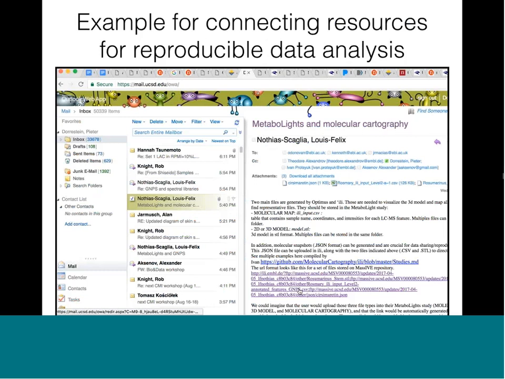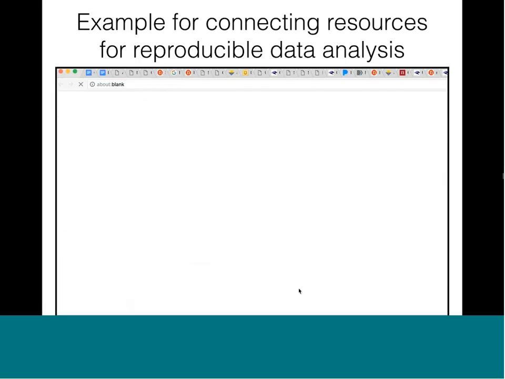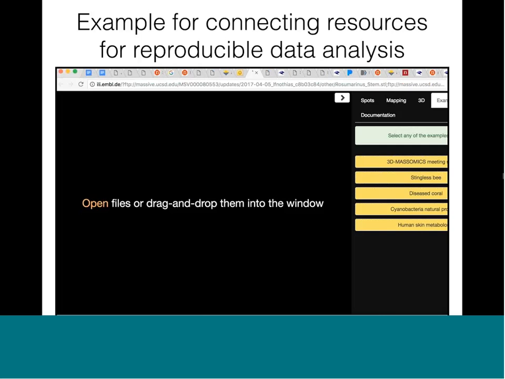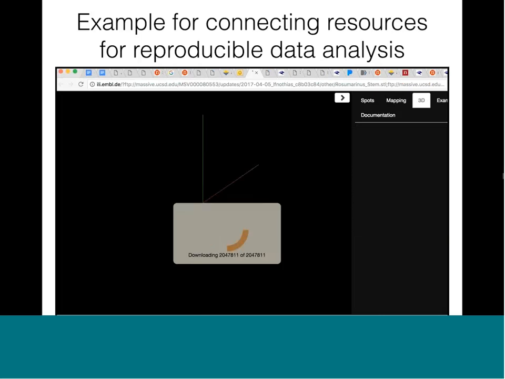And this is shown in this particular case, where we're connecting different resources for reproducible data analysis. And here I share a link in a discussion with Metabolights and ILI and GNPS to show how we can link different data sets to different analysis infrastructures. And when you click on this hyperlink, what it actually does, it brings you to an analysis tool called ILI in GitHub.